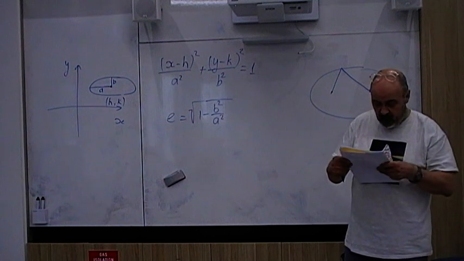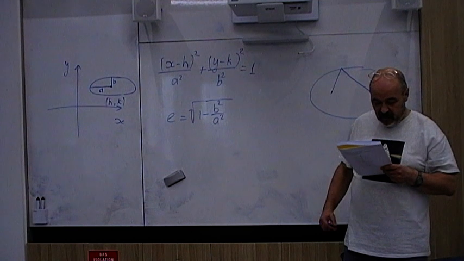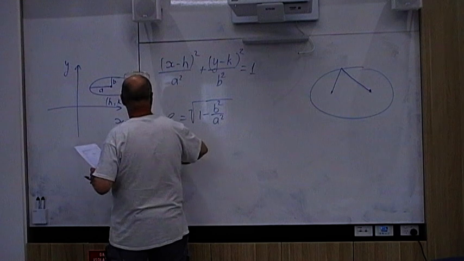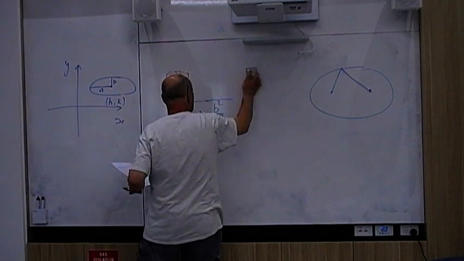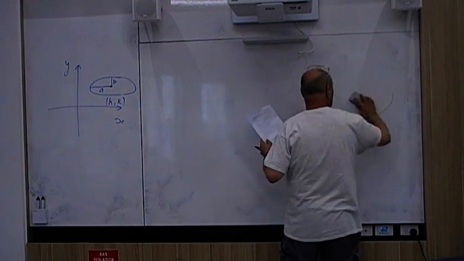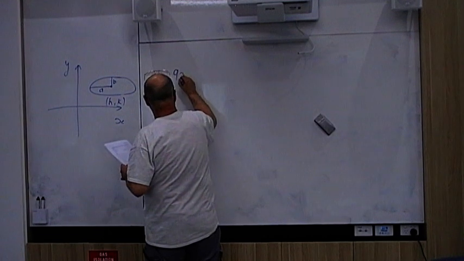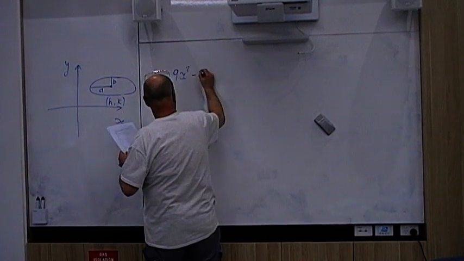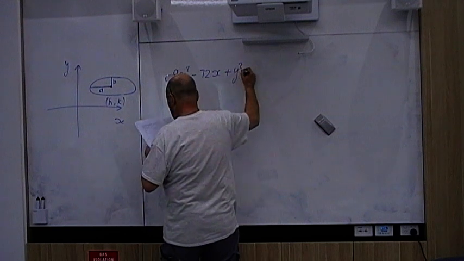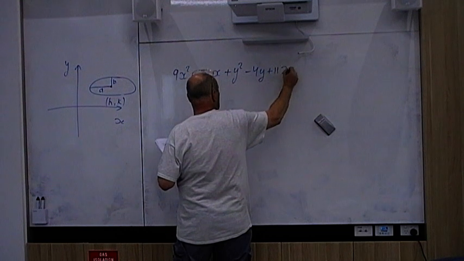Page 20 of the booklet, example 2. Let's consider example 2. Sketch the graph of 9x squared minus 72x plus y squared minus 4y plus 112 equals 0.